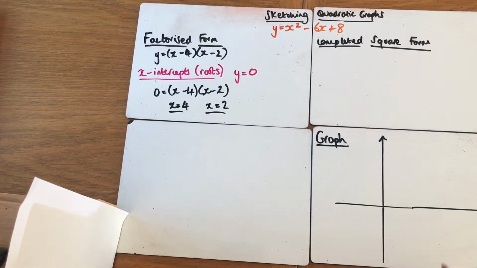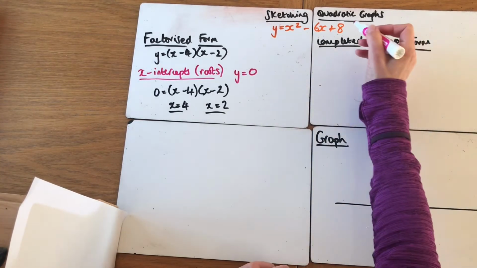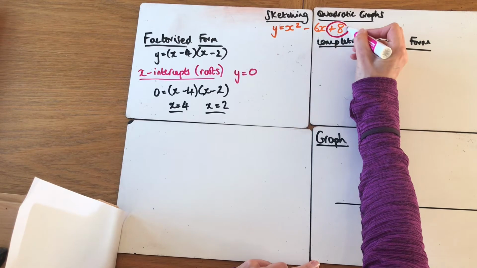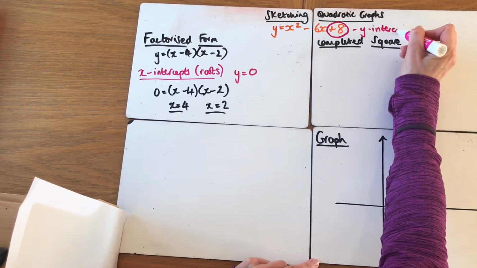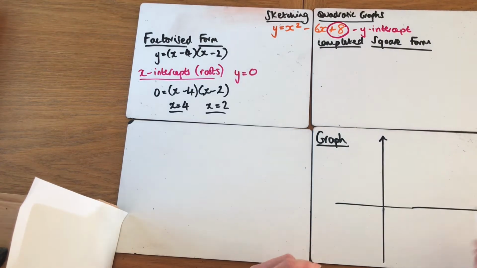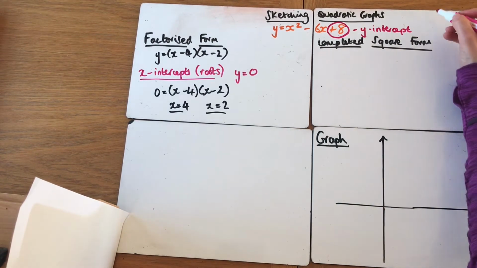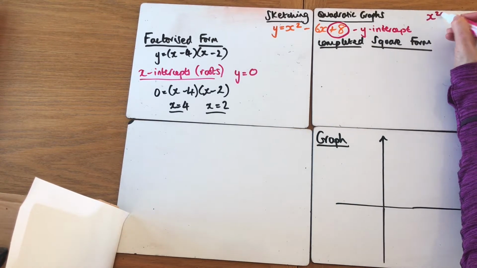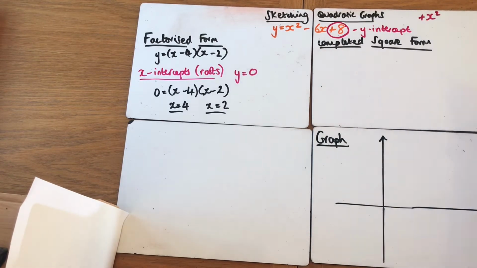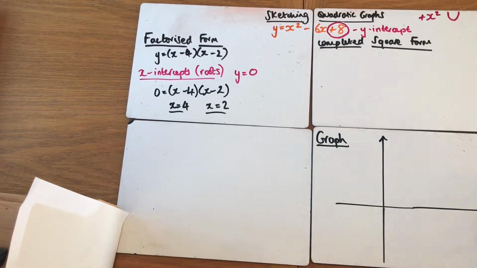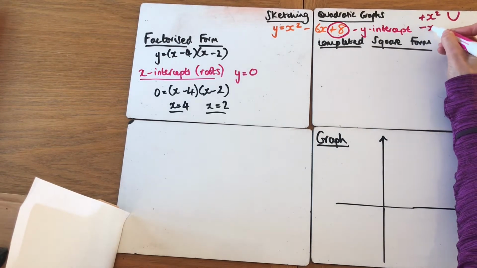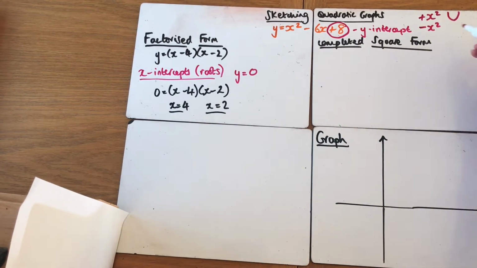The y-intercept comes from the normal form of the quadratic, this form up here, and it's just the number on the end. So that's going to give me my y-intercept. The other information we can get about the graph, if you remember, is the sign of the coefficient of x squared. If the coefficient of x squared is positive, we've got a happy graph, which is the right way up, and if the coefficient of x squared is negative, then our quadratic graph is upside down.